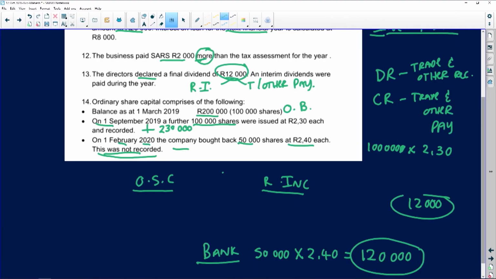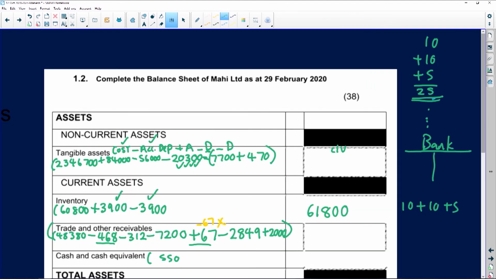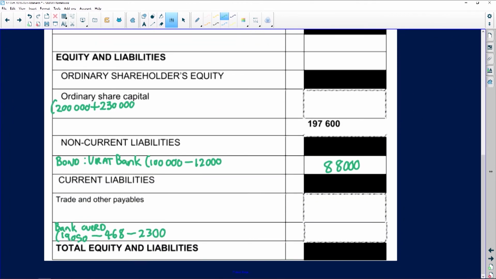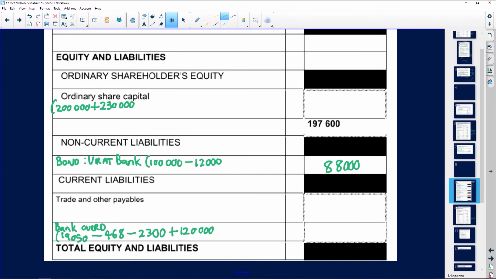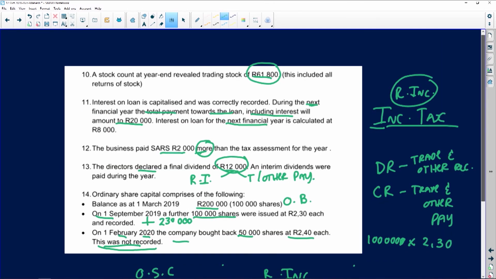So let's go to the balance sheet, and let's go to bank overdraft, which should be at the bottom. Let's quickly go down. So bank overdraft, our overdraft now increases by 120,000. That is out of the way. Let's now look at how our ordinary share capital and retained income are going to be affected.